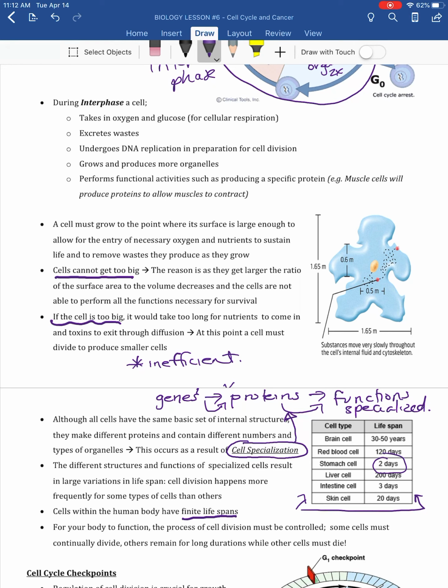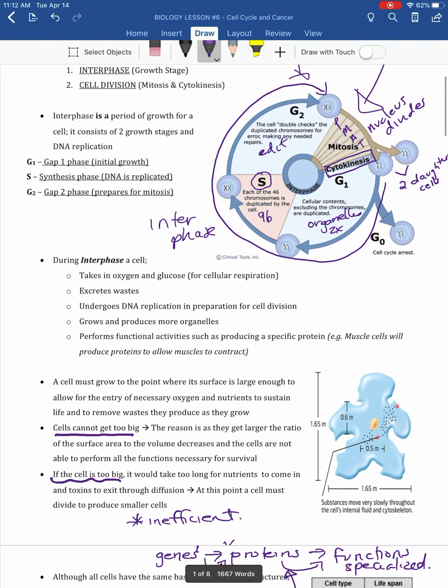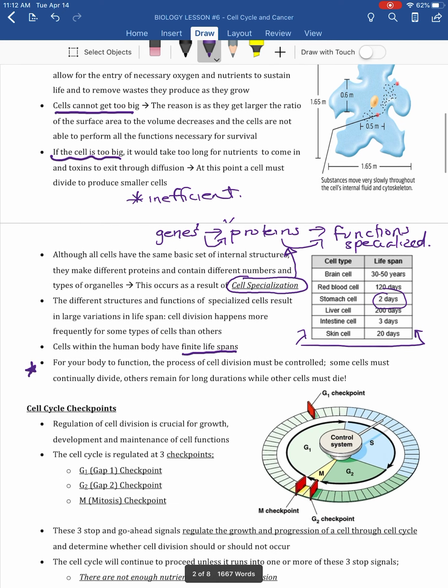All right, so for your body to function, the process of cell division must be controlled, meaning we can't let that cycle, and I'm just going to scooch right back down, we can't let this cycle, this one right here, go on and on and on because you'd end up with too many cells. All right, so it is controlled. I'm going to go right back down here.